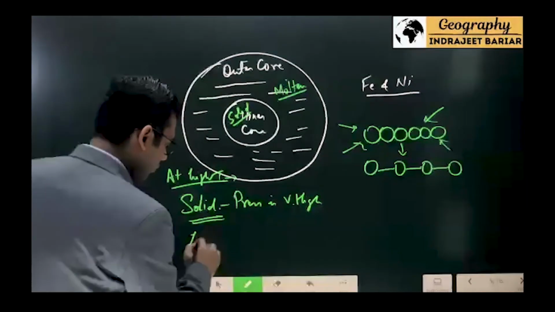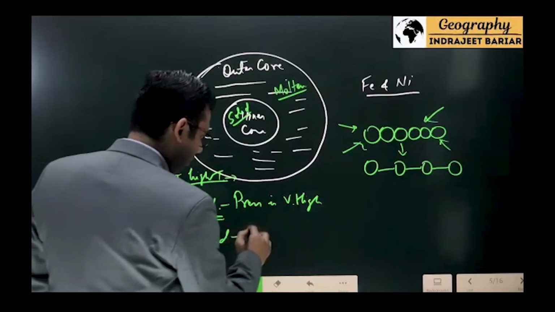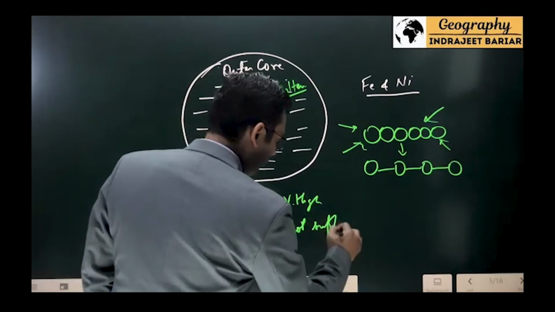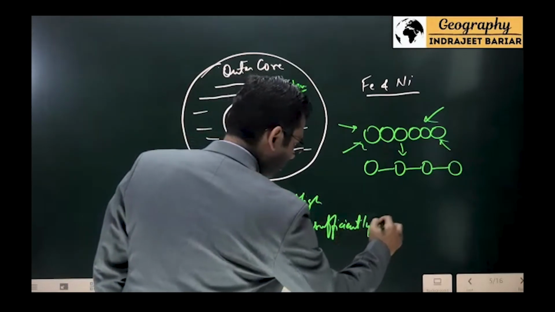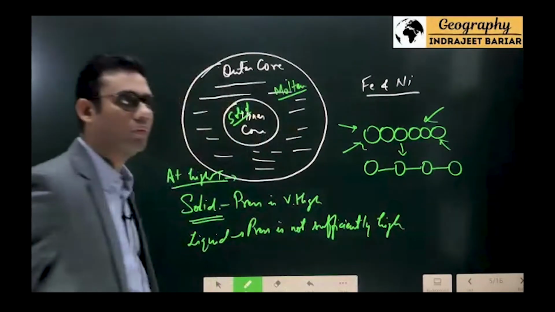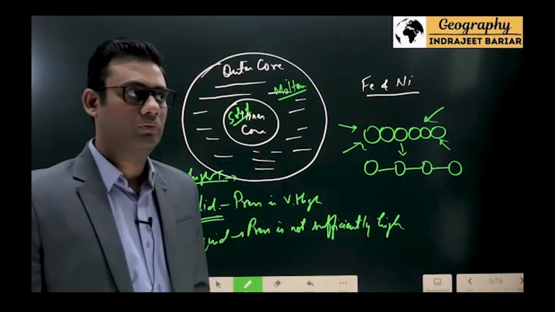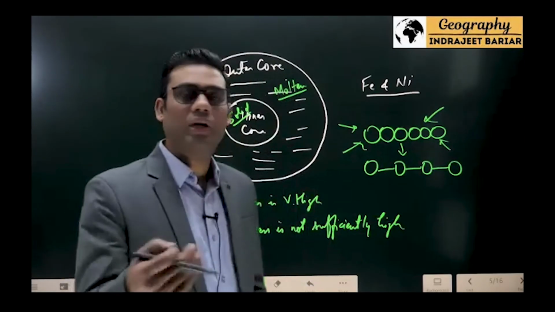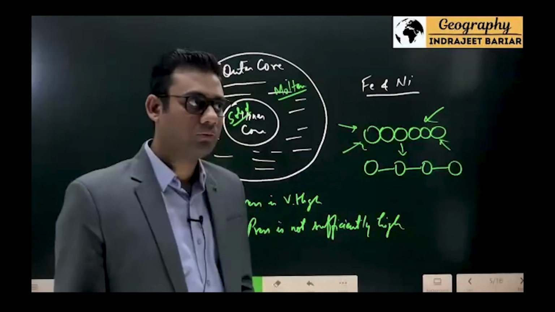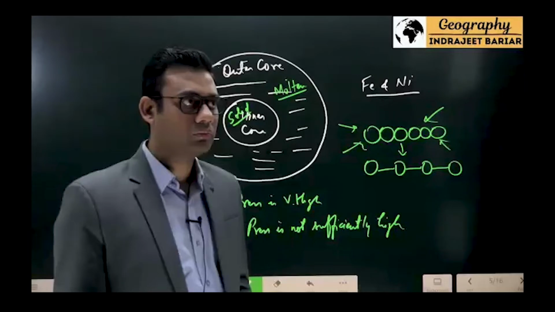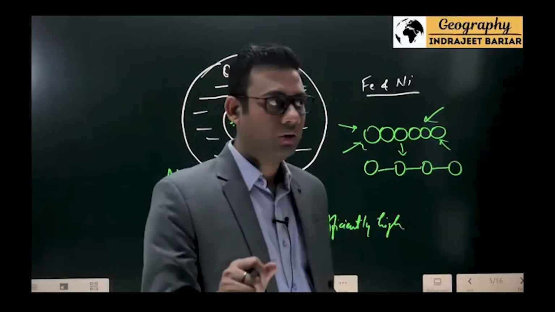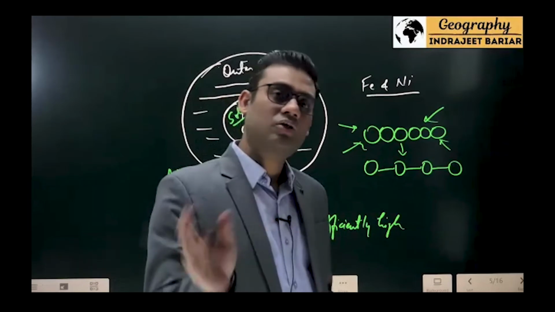And if it is liquid, I'll say pressure is not sufficiently high. So the idea is temperature and pressure, which one is dominating? अगर टेम्परेचर डोमिनेट कर जाएगा तो क्या स्टेट मिलना चाहिए मुझे? Liquid. If the temperature is dominating, I should get liquid. If the pressure is dominating, pressure will not allow it to melt, even at high temperatures, and so I'll get solid.